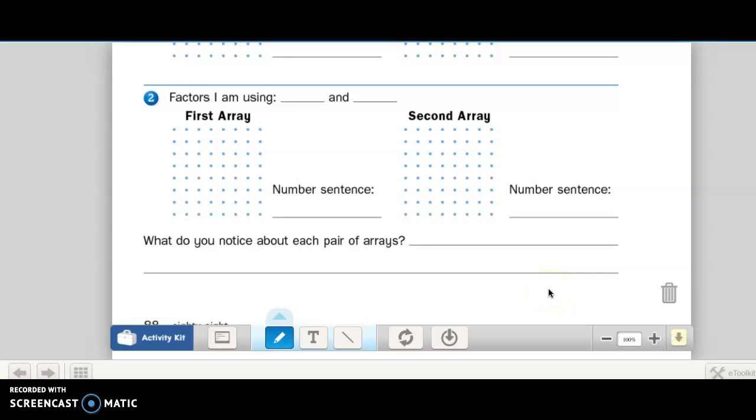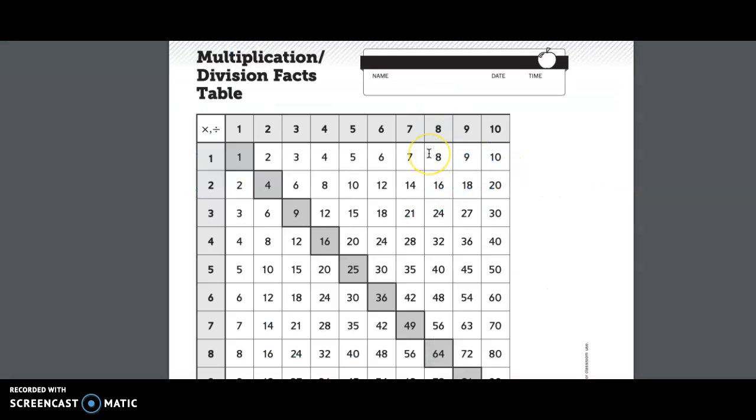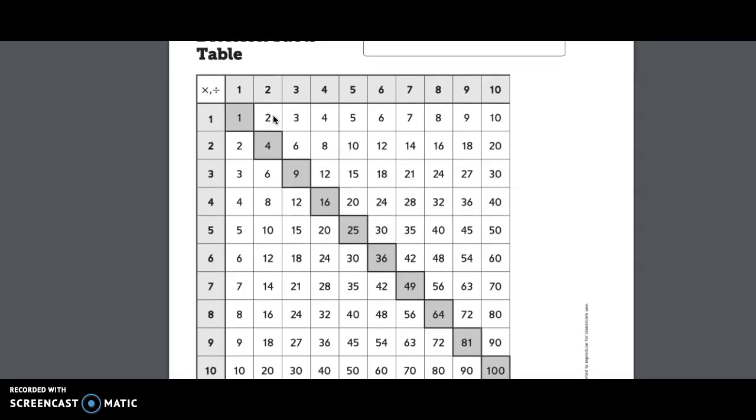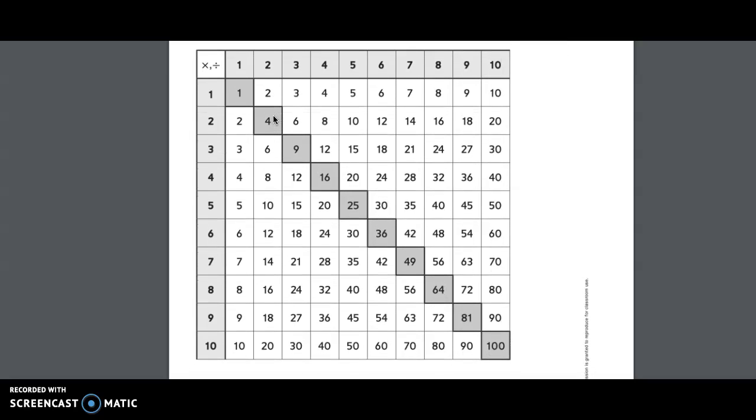Okay, before you get working on your journal, I have some more things to look at because there's 2 pages you're going to finish today. But this is called a multiplication and division facts table. I'm going to send this to you as a separate assignment so you can take a look at it and see what you notice more than what we talk about.